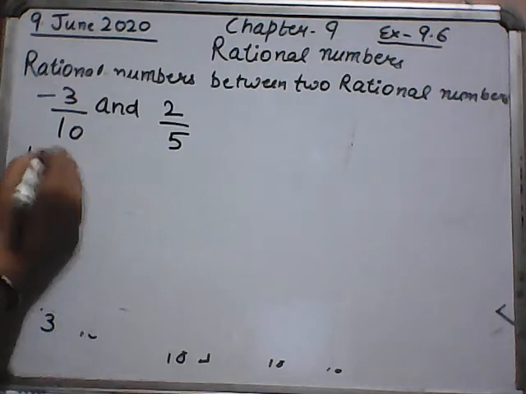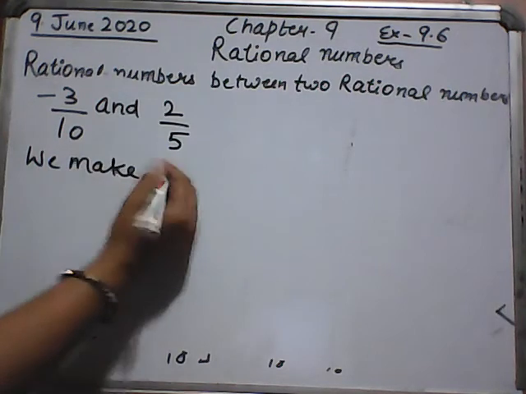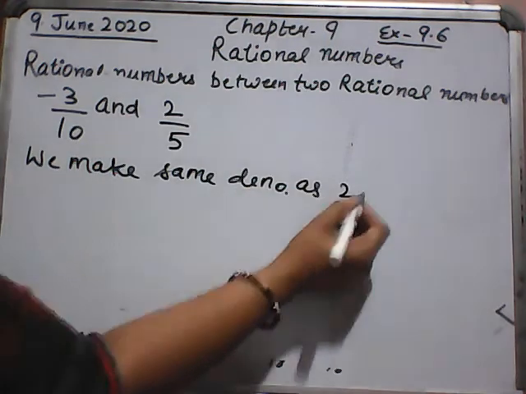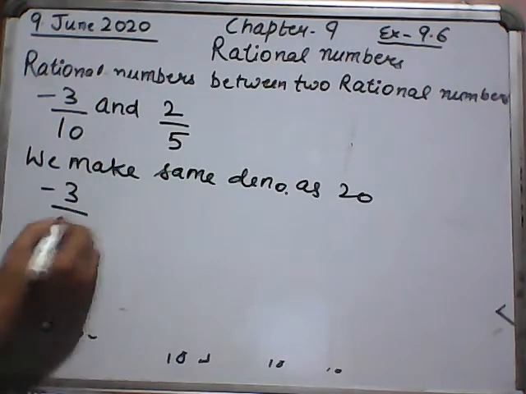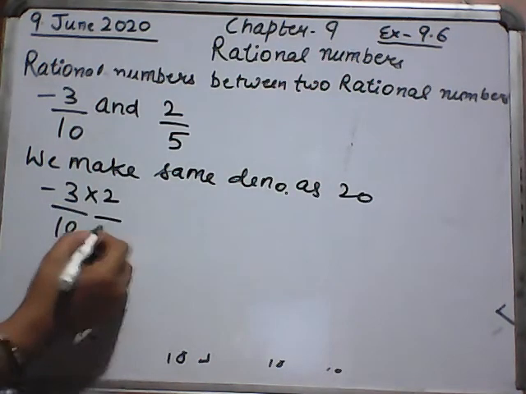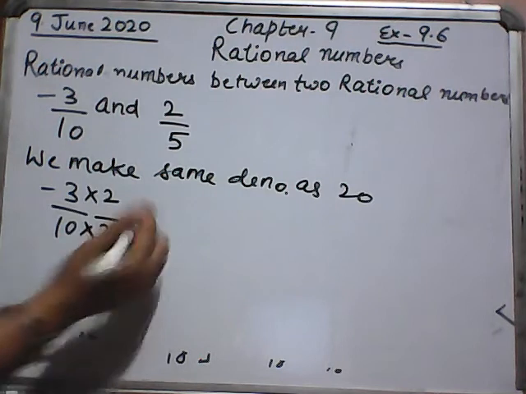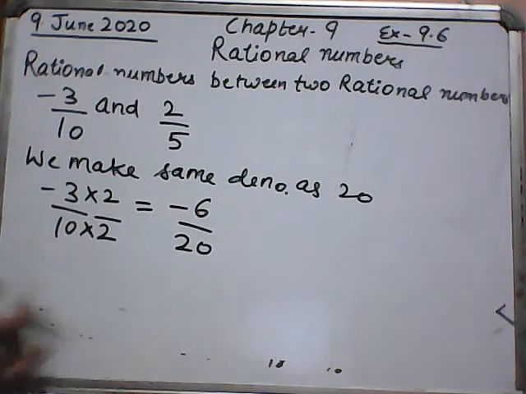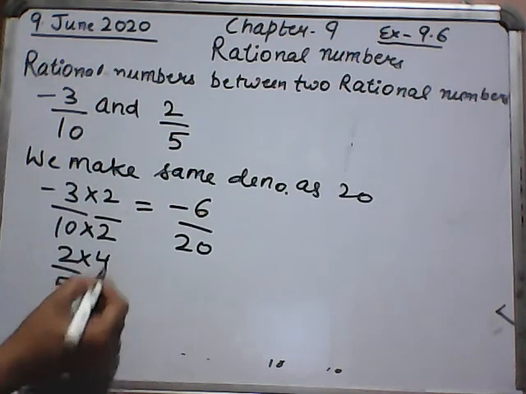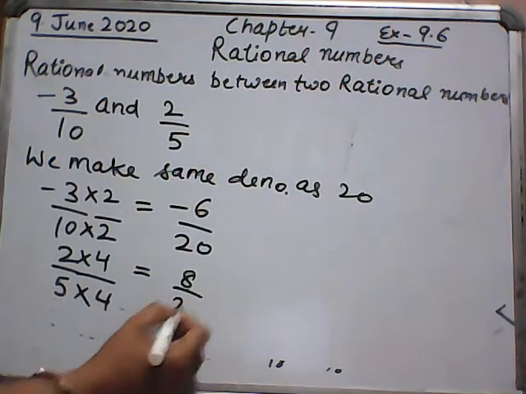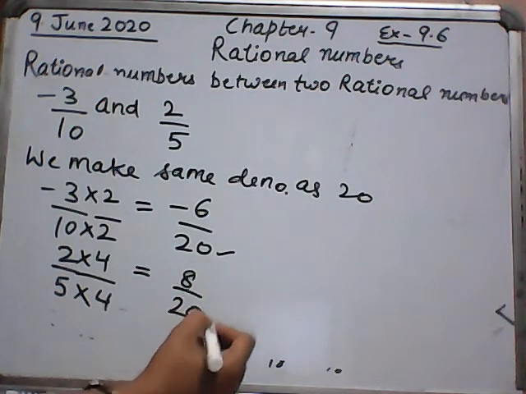So we make the same denominator 20. Now minus 3 by 10, how can we make the denominator 20? If we multiply the numerator and the denominator by 2, we get the denominator as 20. We get minus 6 by 20. Now 2 by 5, how can we make 5 as 20? If we multiply the numerator as well as the denominator by 4, we get 8 by 20. We get the same denominator, 20.